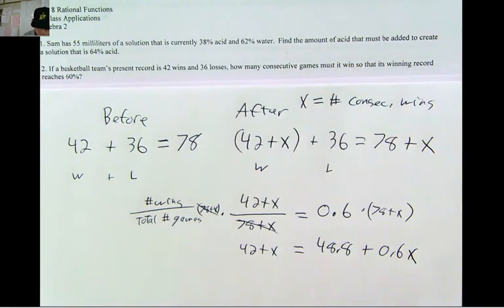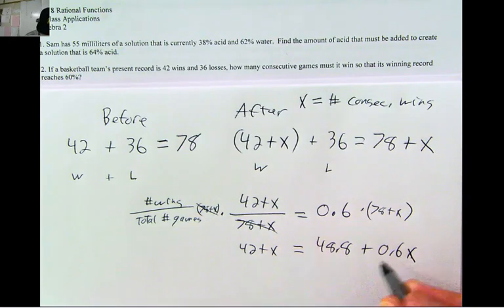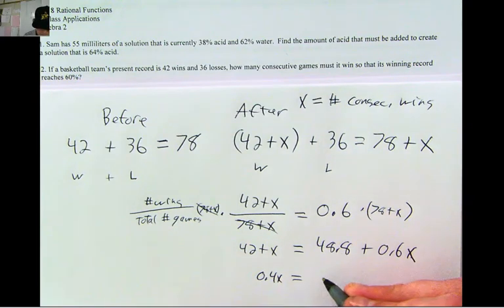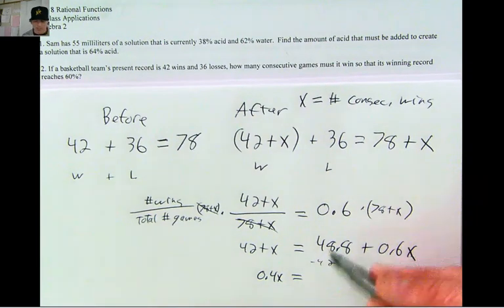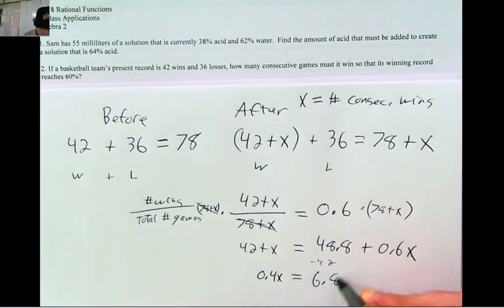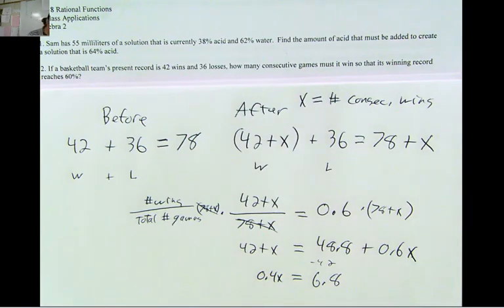Then you do a little math magic here, algebra. If I bring over the 0.6X, I'd have a 0.4X. If I subtract the 42 from both sides, minus 42, I'm having a hard time with my math right now, 6.8. And divide that, so I have 6.8 divided by 0.4.